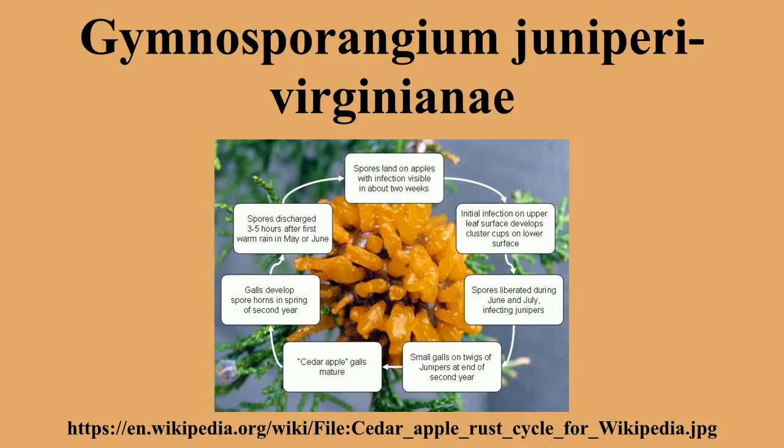Control. Because apples are an economically important crop, control is usually focused there. Interruption of the disease cycle is the only effective method for control of the cedar apple rust. The recommended method of control is to remove cedars located within a 1-mile radius of the apples to interrupt the disease cycle, though this method is seldom practical.